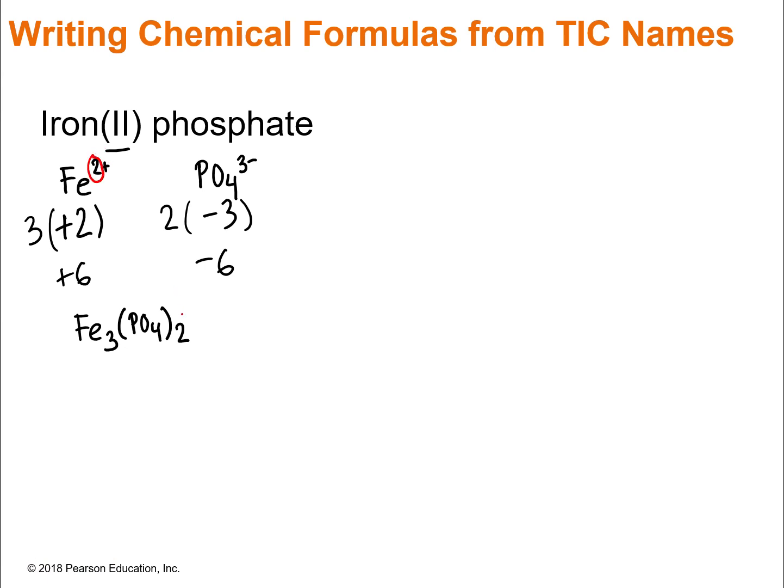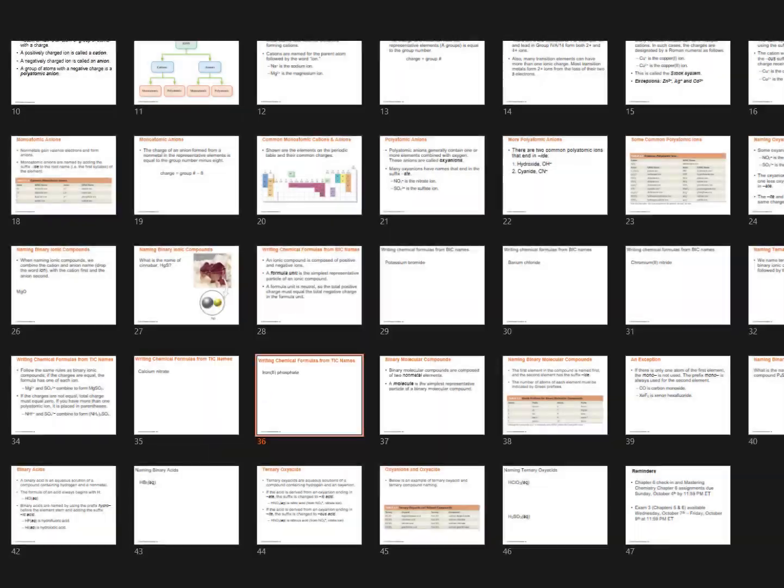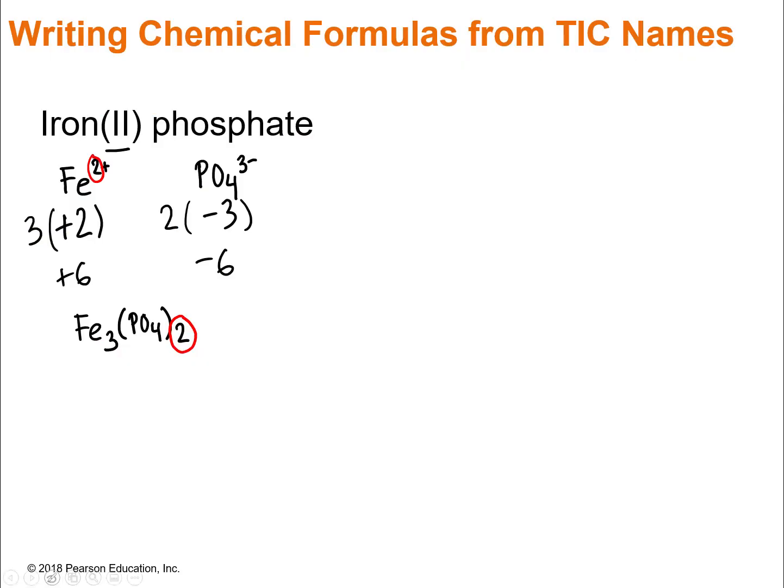The 2 in the charge from the iron ends up outside of the parentheses for the phosphate. And the 3 from the phosphate ends up down there as the subscript for the iron. So if you see that pattern, then you don't necessarily have to go through this step here. But that just shows you what you're doing by using that pattern.